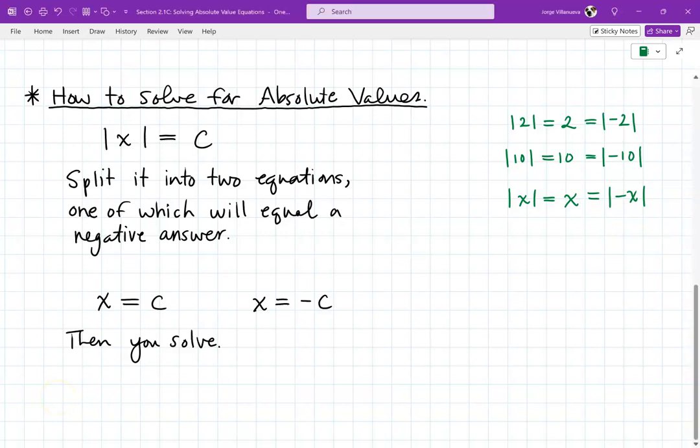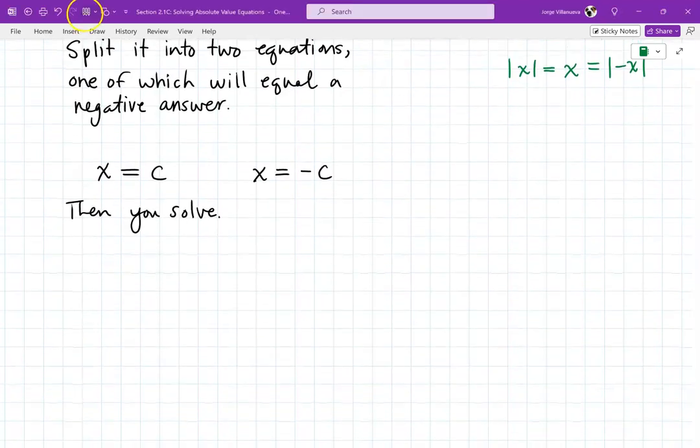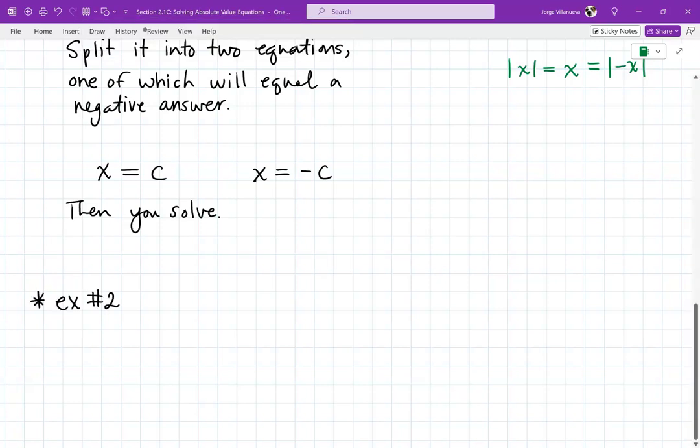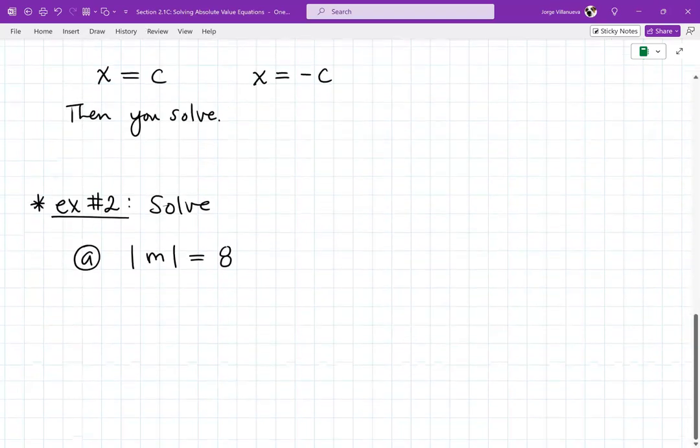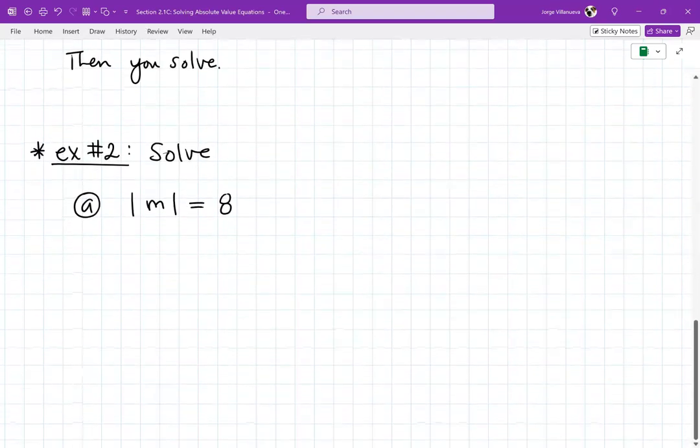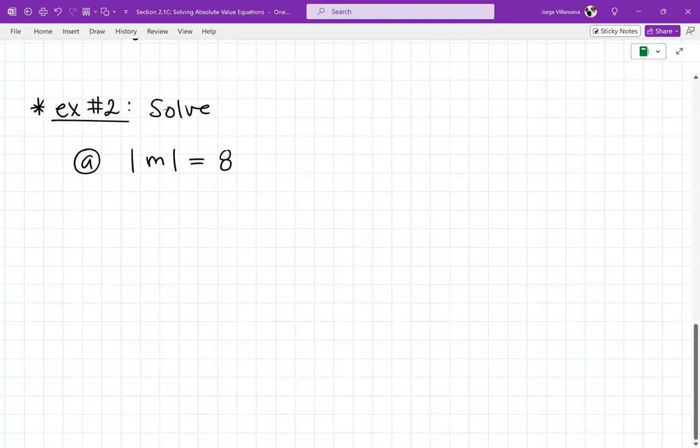All right, so here we go. This will be example number 2. All right, so what if I give you, let's say, absolute value of m is equal to 8. We're going to start really easy, okay? And then we're going to move on. This is like a really easy one.